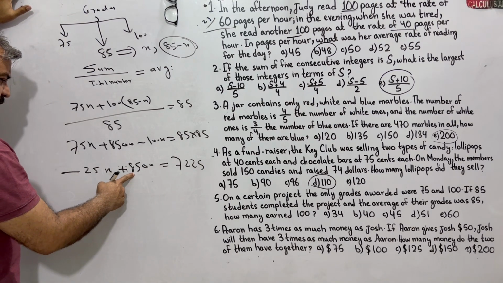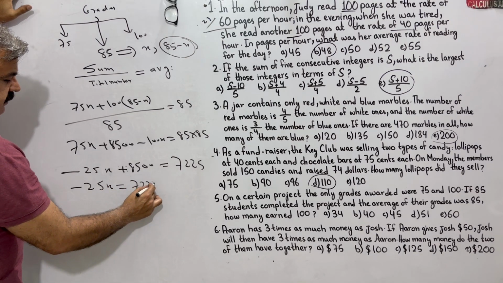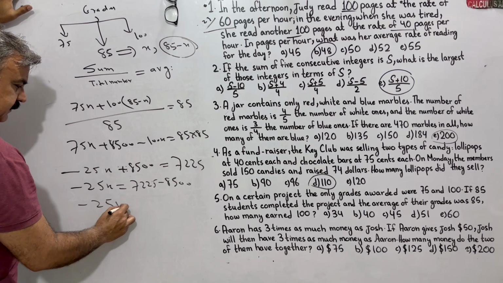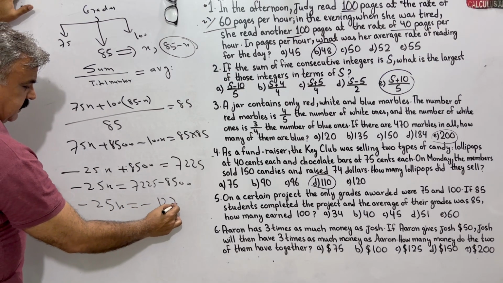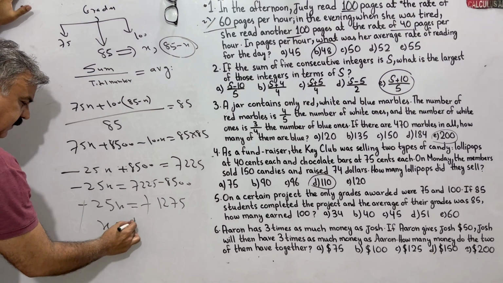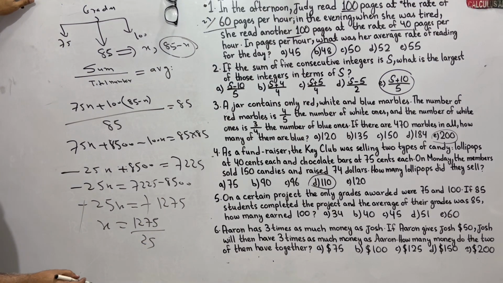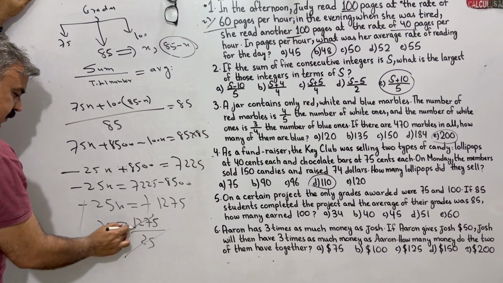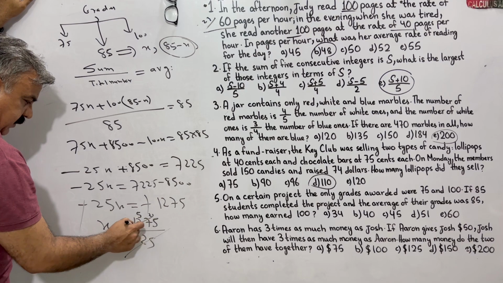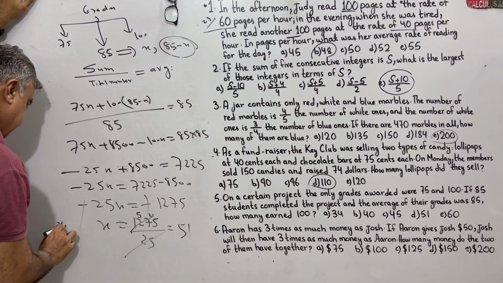Shift 8500 to the right-hand side. 25X is equal to 7225 minus 8500, which gives minus 1275. Solve for X, the minus cancels. X is equal to 1275 divided by 25. Applying the table of 25: 5 times 25 is 125, 2 carry, it becomes 51. So X is equal to 51.